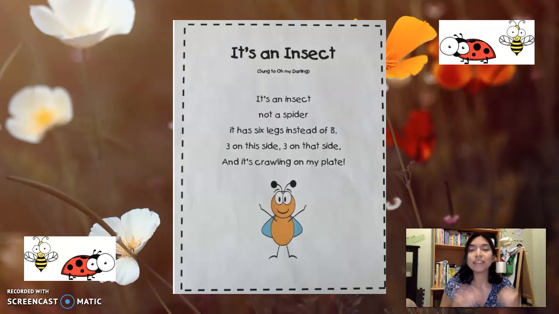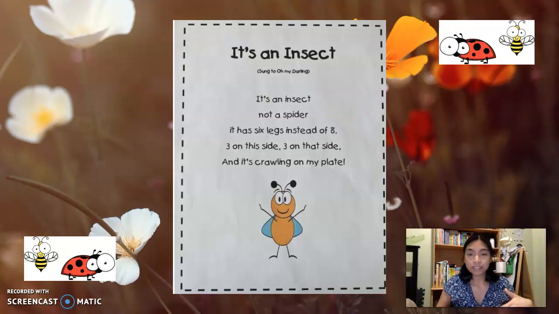So it's an insect, not a spider. It has 6 legs instead of 8. 3 on this side and 3 on that side. And it's crawling on my plate. Oh my goodness. Okay, so that was our mini lesson along with our read aloud.